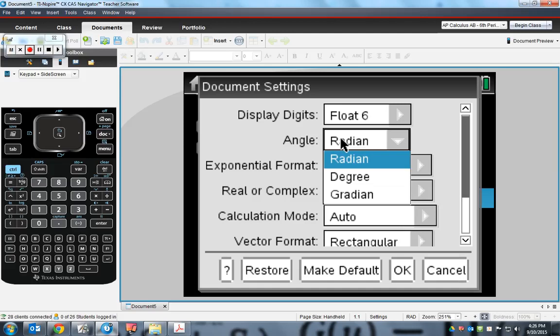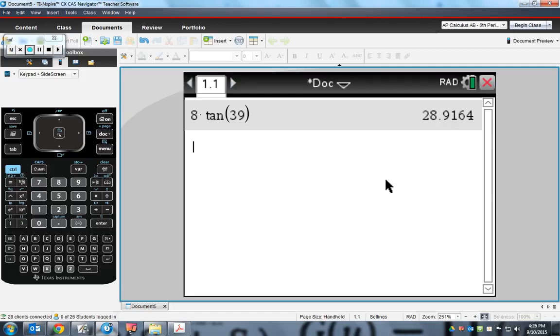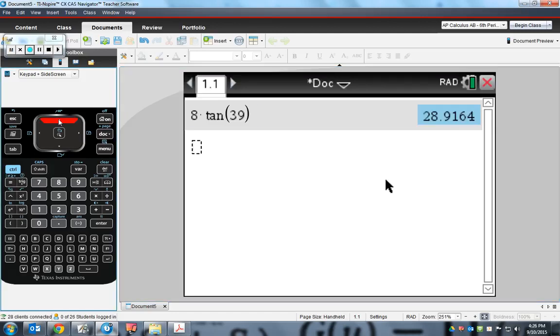You need to be in degree mode until we start doing the actual calculus stuff, which is after Christmas. It's the second semester. So you need to be in degree mode because that's what most of it is. Now you can be in degree mode and you can make it the default down here with the make default button and press OK. Or you could just leave it in radian mode the way you are doing. Let me go back to the current document that I'm on, and I can go up, press enter to copy.